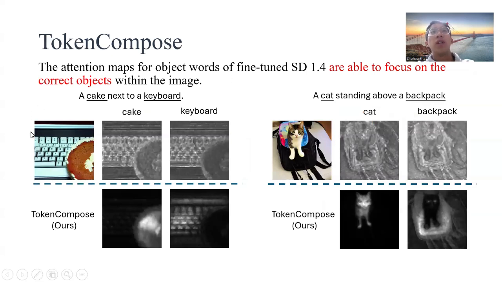Then we have achieved the following results. Here, the first row is the attention map generated by the original model, and the attention map below is generated by our model. We can see that the cake word can now focus on the cake exactly, and the keyboard word can focus on the keyboard exactly, and so do the cat and the backpack. This means that our model improved the correspondence between the text prompt words and the visual objects in the image.